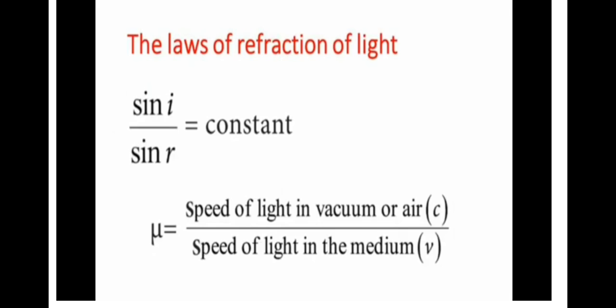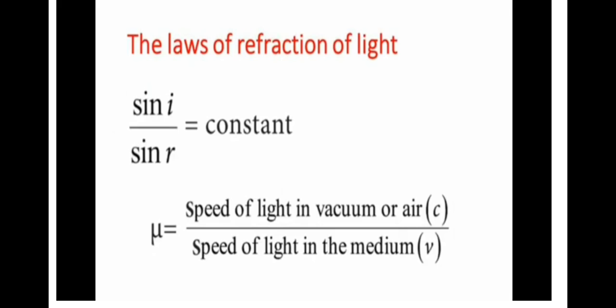If i is the angle of incidence and r is the angle of refraction, sine i by sine r is equal to constant. This constant is called refractive index of second medium with respect to the first medium. So it may be water, air, glass. It is generally represented by the Greek letter mu. Mu is refractive index.